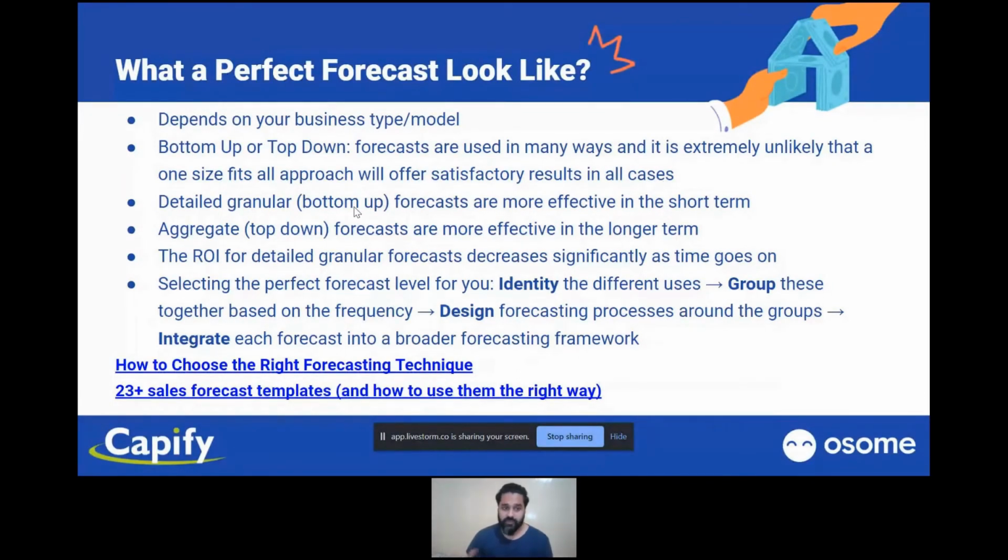Identify different users in the group and try to base the frequency of the forecasting together. Design the forecasting process around the groups and different departments. And just make sure that you're accounting for everything in it together.